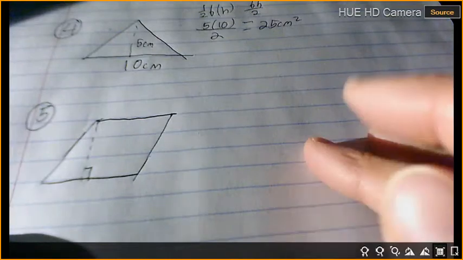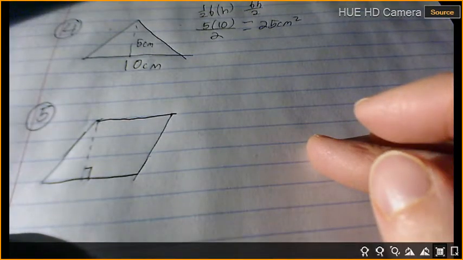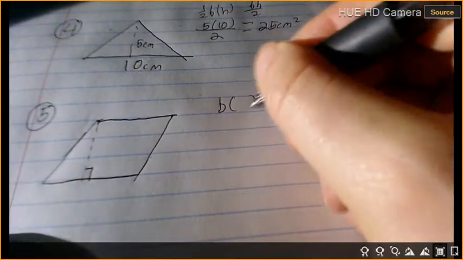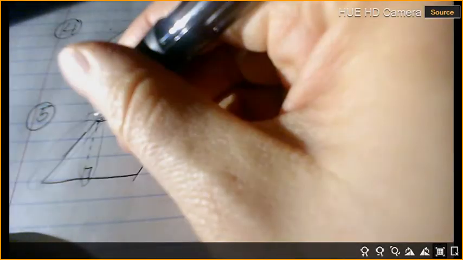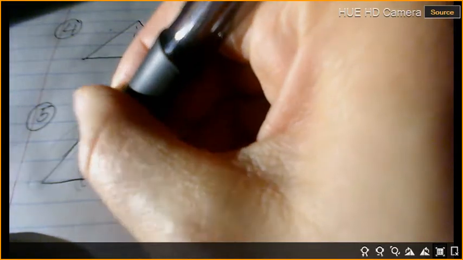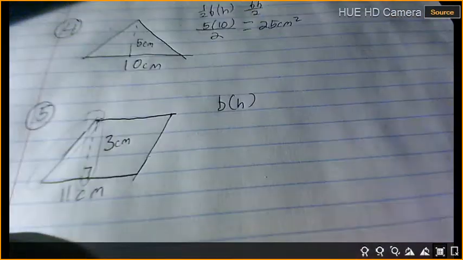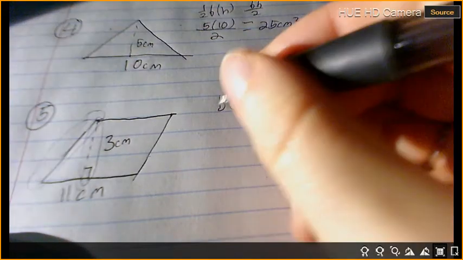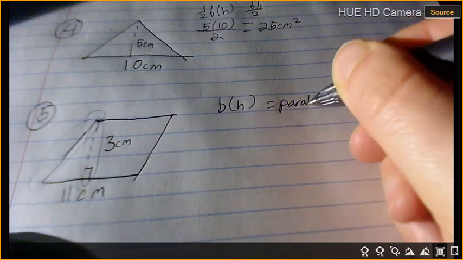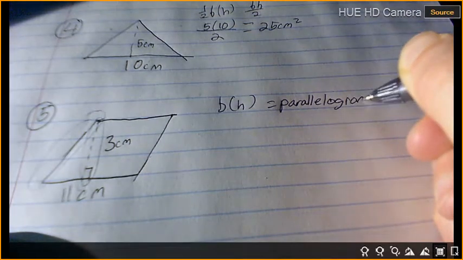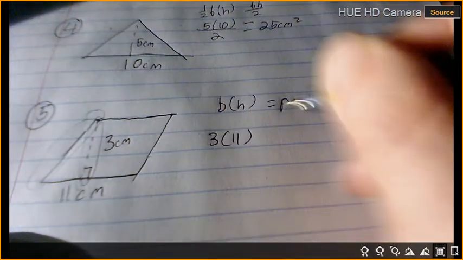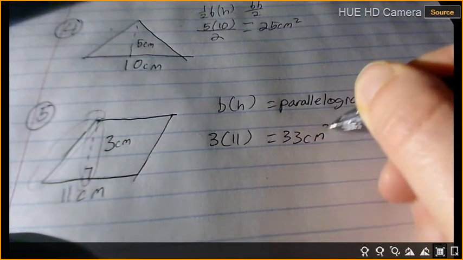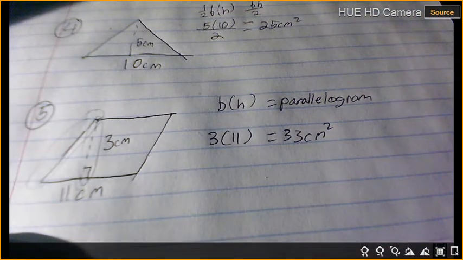Okay, this is a parallelogram, yes? Parallelogram is still base times height, but this right here, that's not the height. This is the height, okay? So if this is 3 centimeters and this is 11 centimeters, you're still going to just do 3 times 11 and get 33 centimeters squared. Just make sure you're doing the height between the two parallel lines.